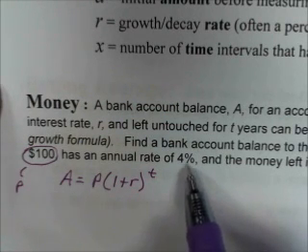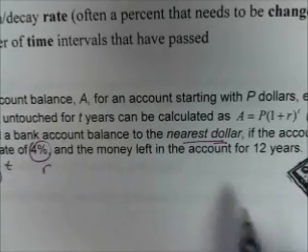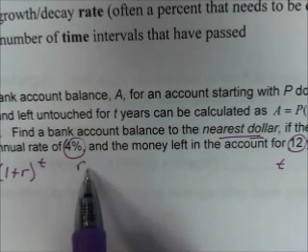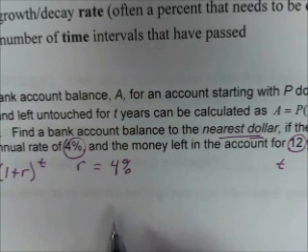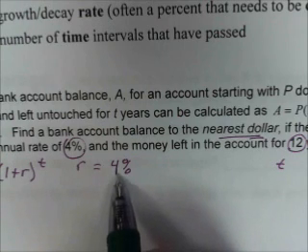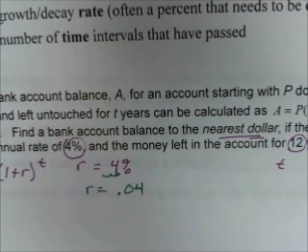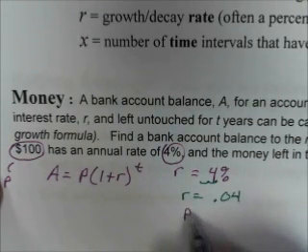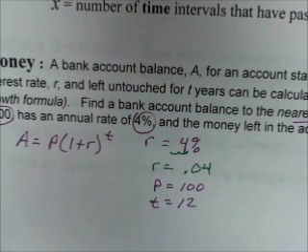Has an annual rate of 4%. 4%, that's our r value. And the money's left in the account for 12 years. So the 12 is our t value. Now, the rate is 4%, and you have to change percent to a decimal. To take 4% and change it to a decimal, you would take the decimal point in 4%, which would be after the 4, and you move it 2 places to the right. So r would equal 0.04. So r is 0.04. P is 100. And our t value is 12. So we pull from the written words our values for r, P, and t, and we're finding A.